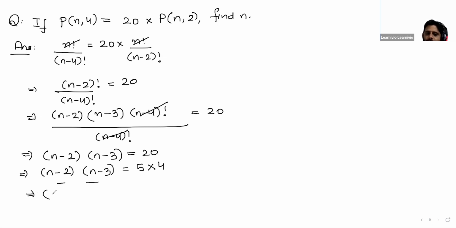Now, this is n minus 2, this is n minus 3. So that means this is the bigger number, this is the smaller. That's why we will write the bigger number first, then the smaller one. Now this is minus 2. So Yusra, can you tell me what number can we write over here so that we will get a 5?